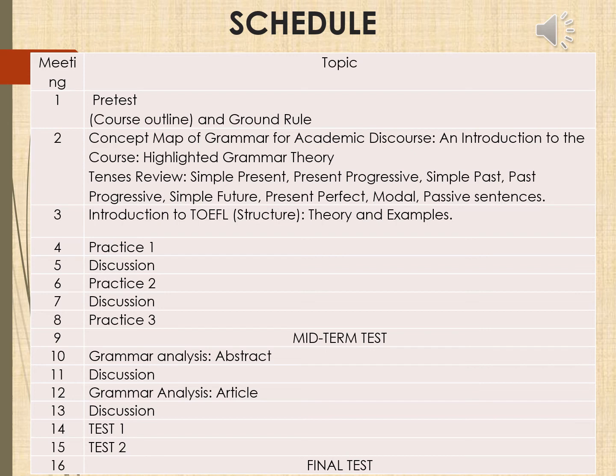After the midterm test, our focus in the classroom will be on grammar analysis for another type of grammar for academic discourse, which is the abstract in a journal. We will analyze paragraphs in abstracts and have an open discussion as well. And the last is the individual test of structure, test 2, and finally the final test at the last meeting, the 16th meeting.